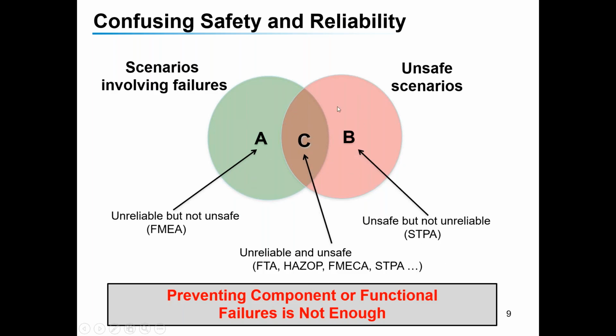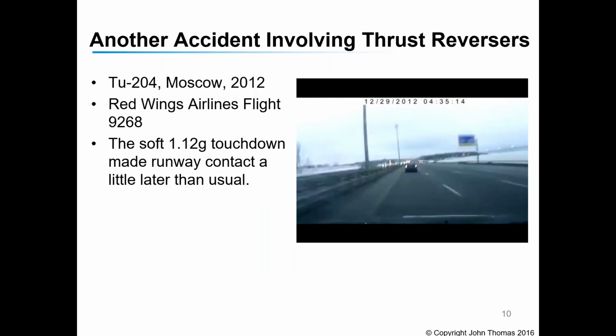The problem is in that pink and the section labeled B, which are the unsafe scenarios. They're unsafe, but they're not unreliable. And only STPA can handle these because it was built to handle it.